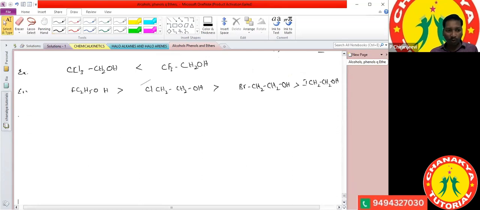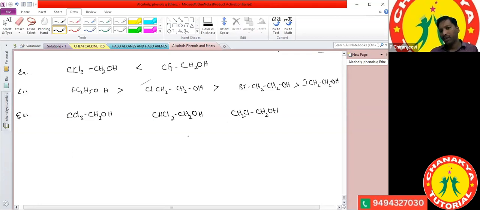And one more question here. What is another question? For example, CCl3-CH2OH, CHCl2-CH2OH, and CH2Cl-CH2OH. So which one is more acidic in these three structures? Aditi?